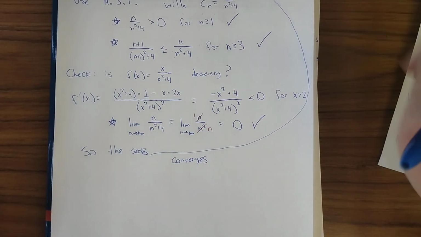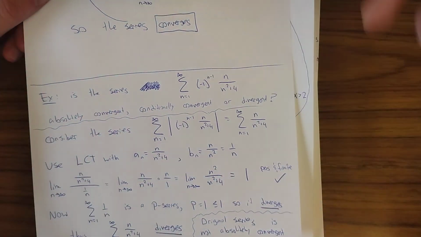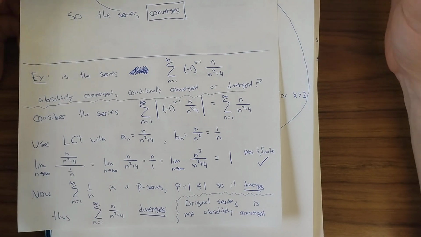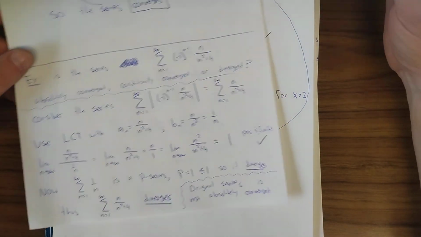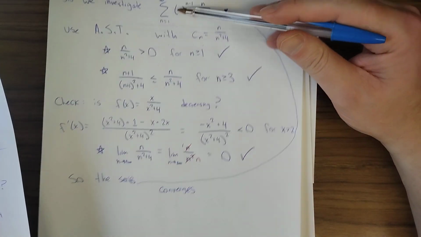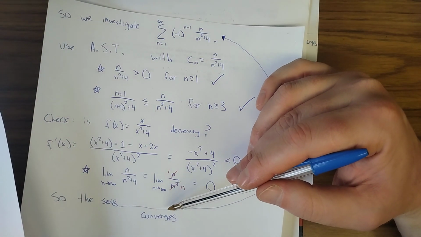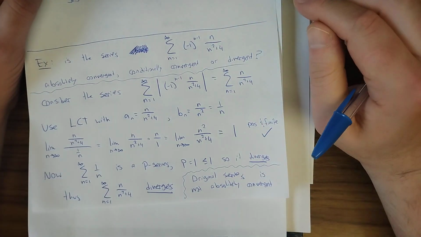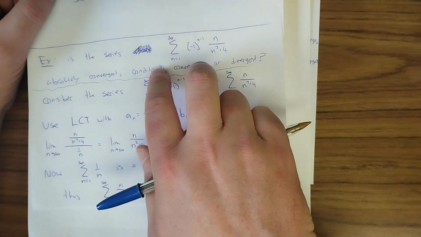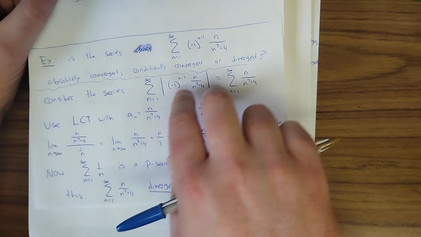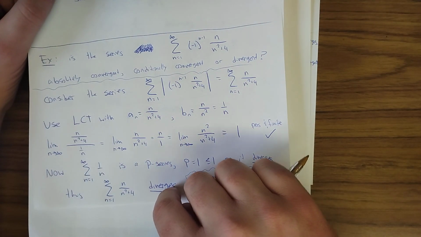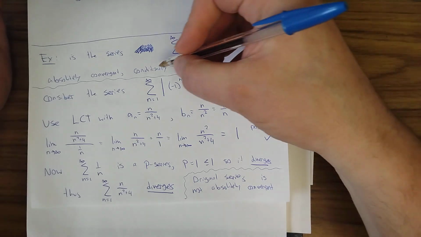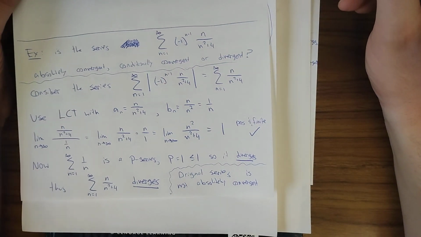Anyway, we have our answer. So what is our answer? It turned out that the original series, which is the one that we just investigated, converged. And if you remember forever ago, when we investigated the series that has absolute values there, that one diverged. So this is what we call a conditionally convergent series.